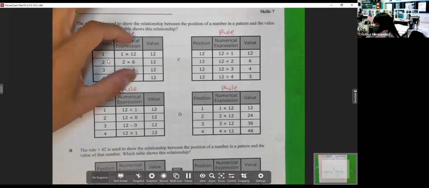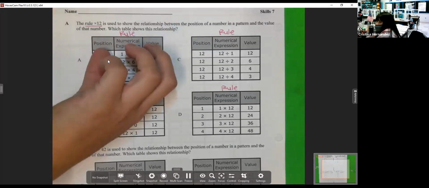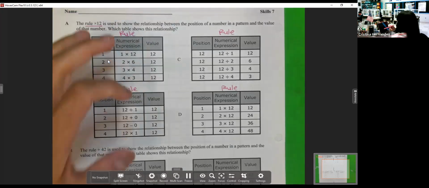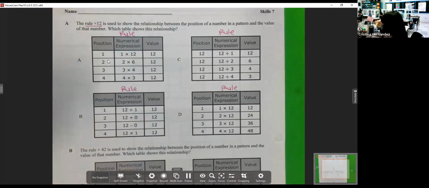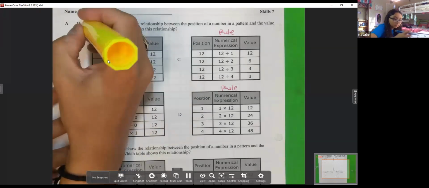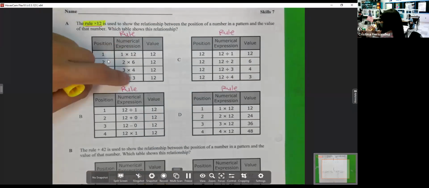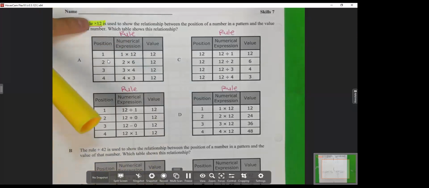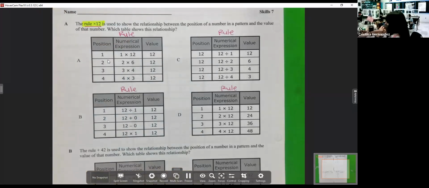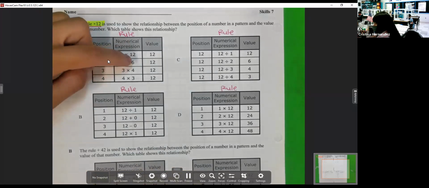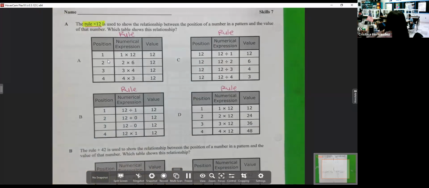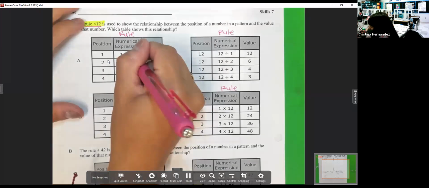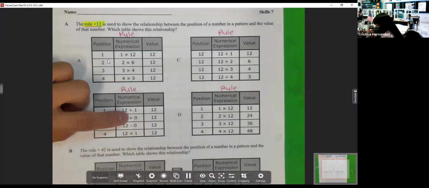Now we are looking at the middle part of our little table. Which part of the table are we looking at now? The middle. And what's our rule? Times 12. So what should we be looking for in the middle part? Times 12. So which one of these has times 12 in each one of these little middle columns? D. I hear D. I heard somebody else say something else. Each one of these has to have times 12, times 12, times 12, times 12.